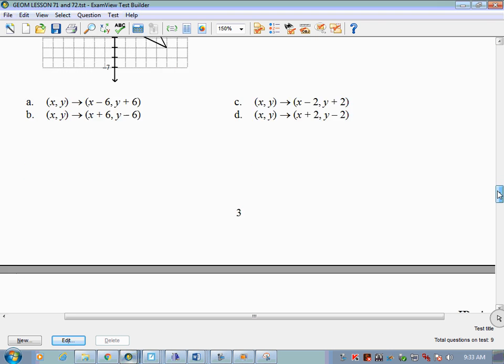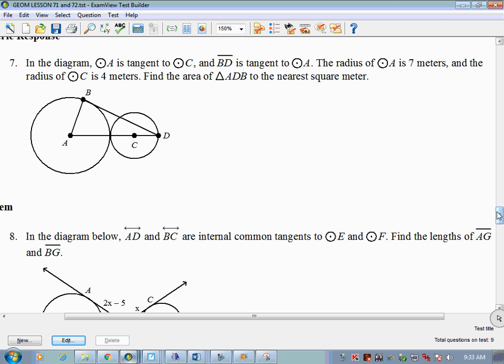All right. Now let's come down here. We'll get back into some lesson 72 stuff. We see the same type of question show up again, and we still want to find the area. In this diagram, triangle A is, again, tangent to circle C. BD is tangent to circle A. The radius of circle A is 7. Only in this case, they're not the same size circle, right? So we can go ahead and fill in some 7s.